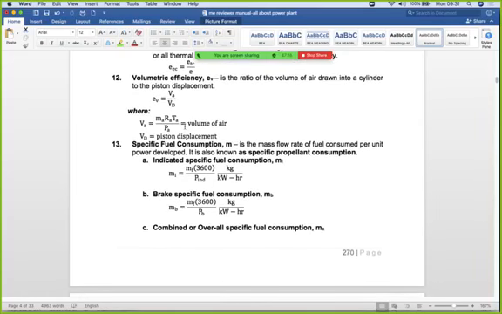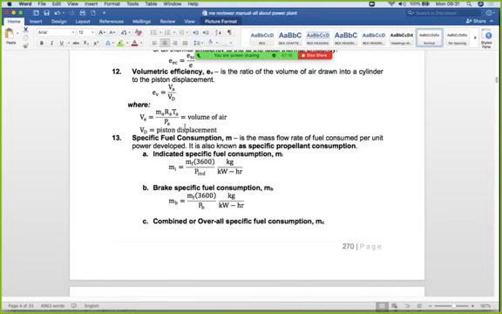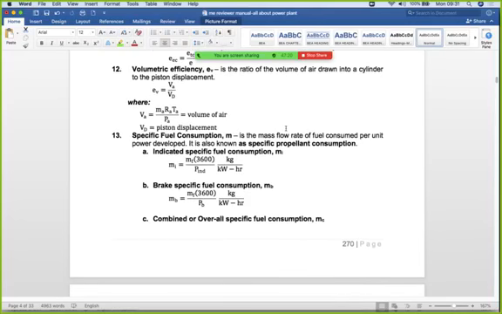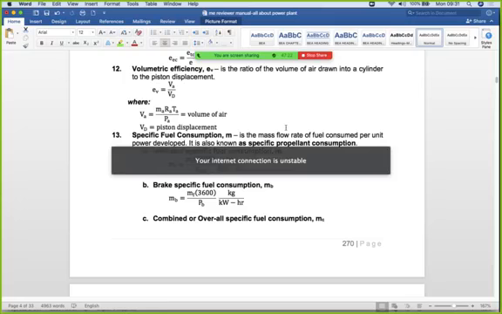Specific fuel consumption. This is the mass flow rate of fuel consumed per unit power developed.